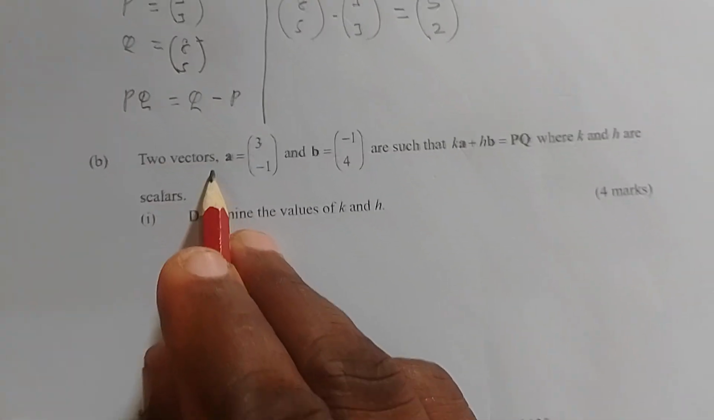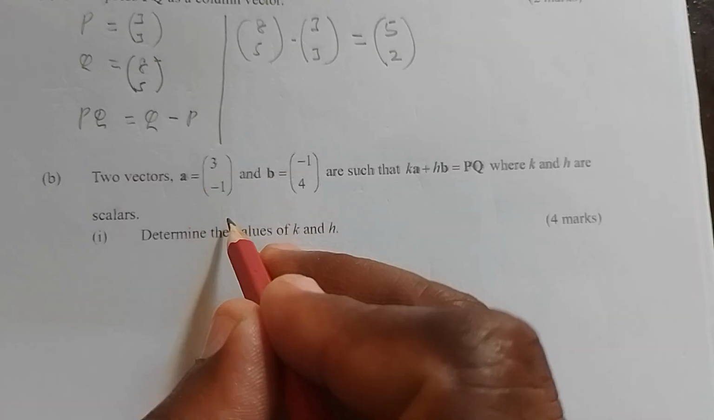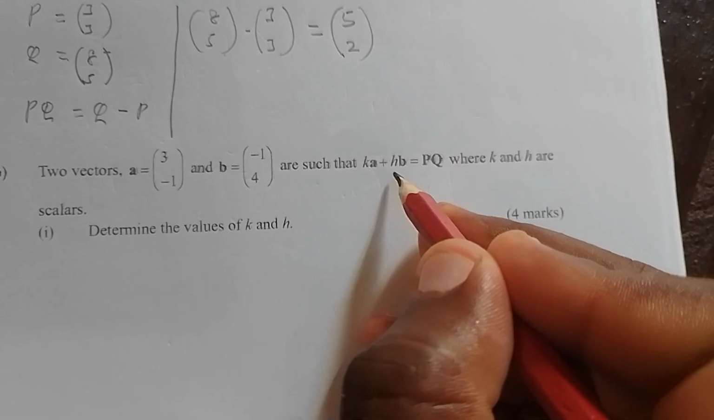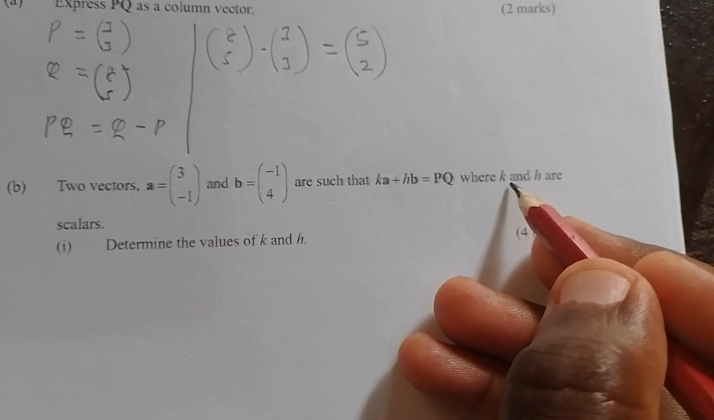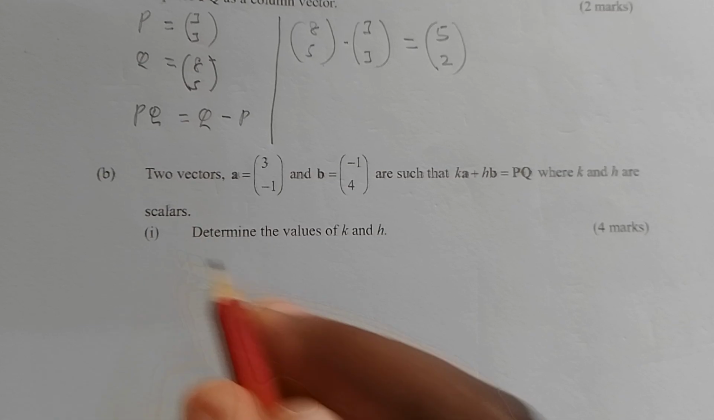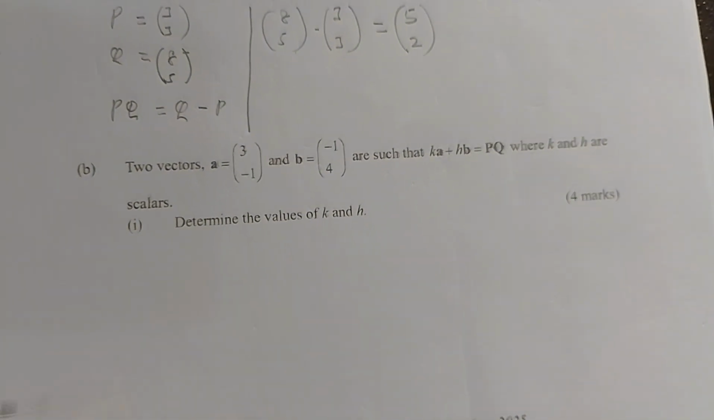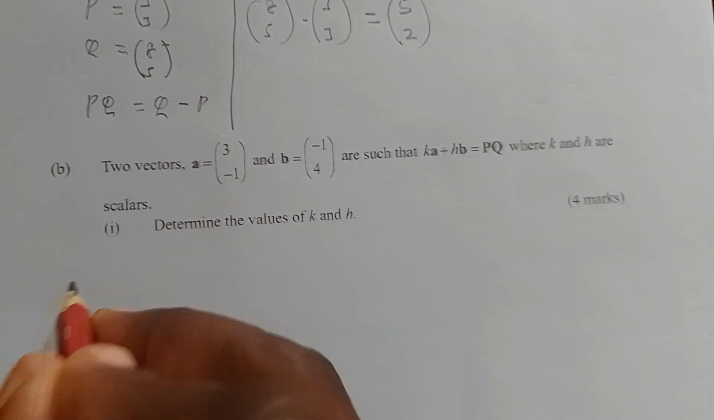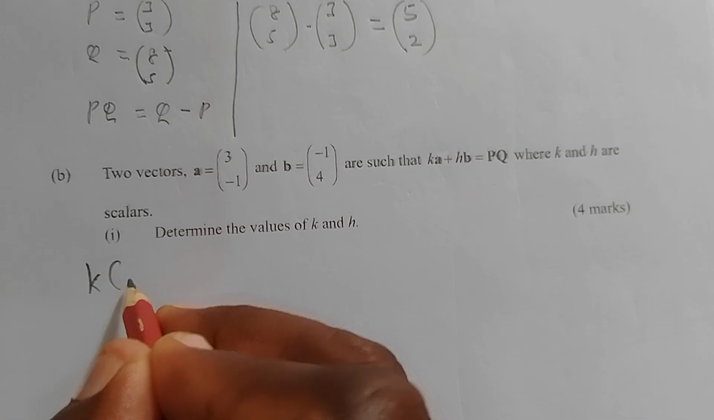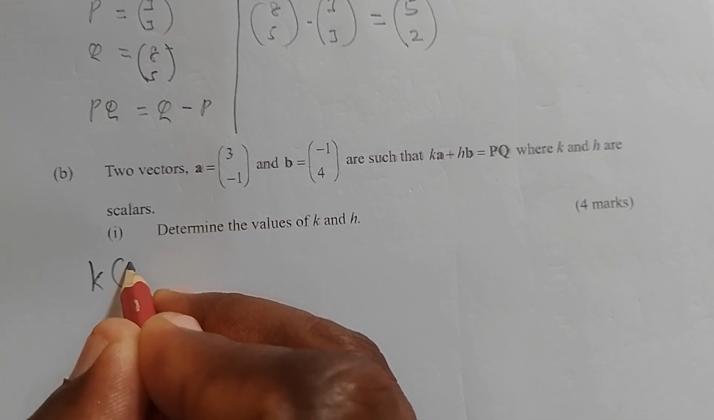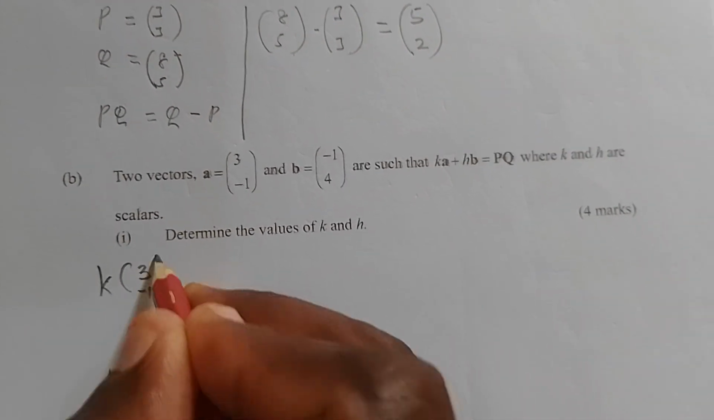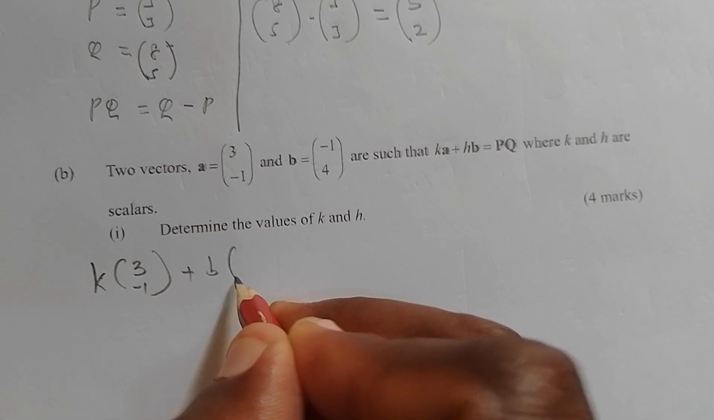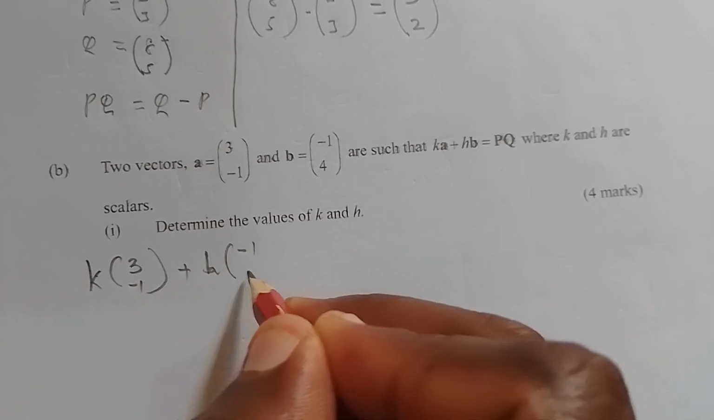Two vectors a = (3, -1) and b = (-1, 4) are such that Ka plus Hb is equal to PQ, where K and H are scalars. Roman 1, determine the values of K and H. So this is a very simple question. We have Ka and we have Hb, so that means K into (3, -1), plus H into (-1, 4).